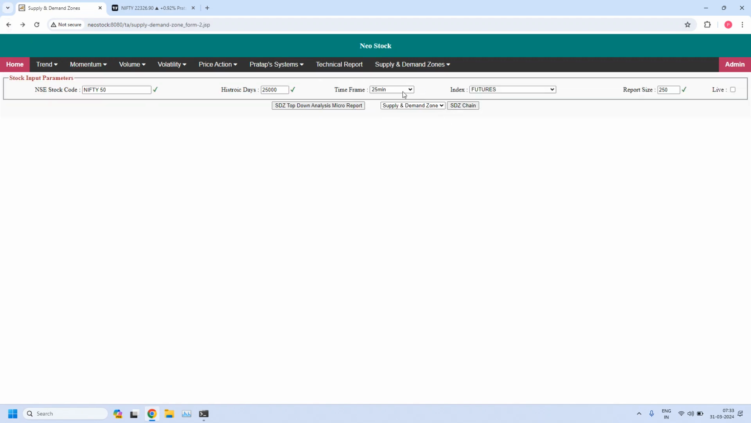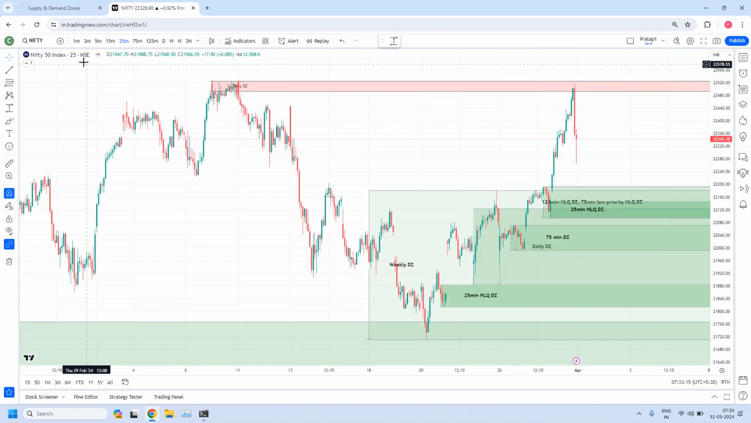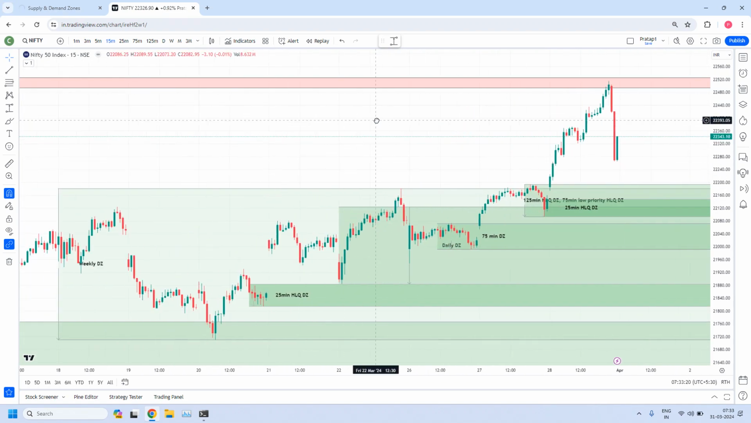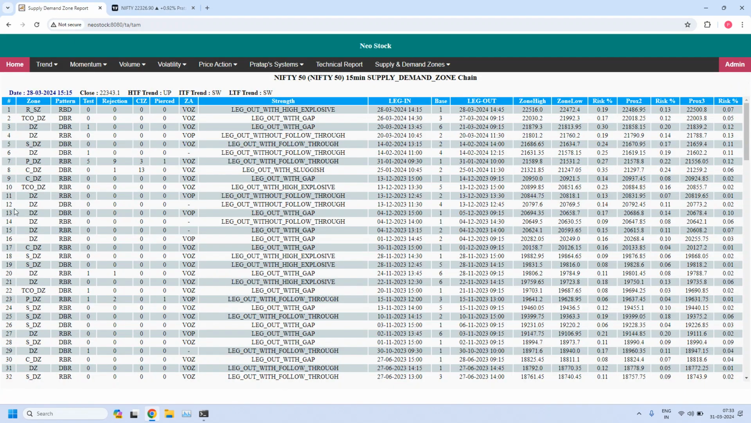Now let's change the time frame to the 15 minutes time frame. Let us generate the chain, changing the time frame to 15 minutes. Here on 15 minutes, we have a high liquidity supply zone and we have a low priority demand zone. Low priority, high liquidity demand zone, not low priority demand zone. That is a wrong word. This is a high liquidity zone, but among high liquidity, this is low priority. It doesn't mean it won't work. Sometimes it will work very well.